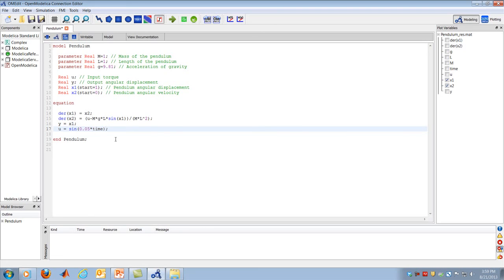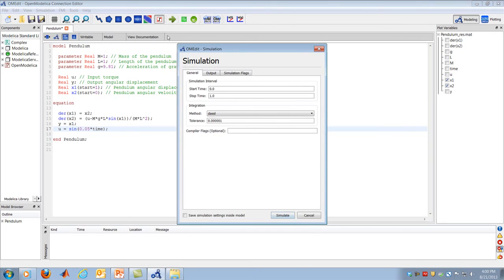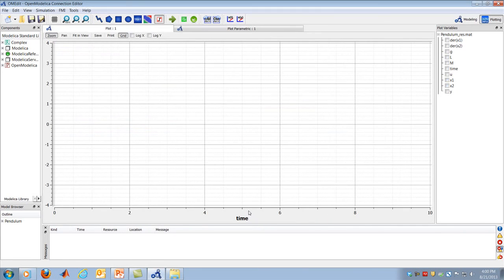And so what that means is that the torque that is applied is sinusoidal, and it has a frequency of 0.05 radians per second. I'm going to simulate this again. I'm going to simulate this over the course of 100 seconds now, and I want to see what I get. OpenModelica compiles the model and runs it.